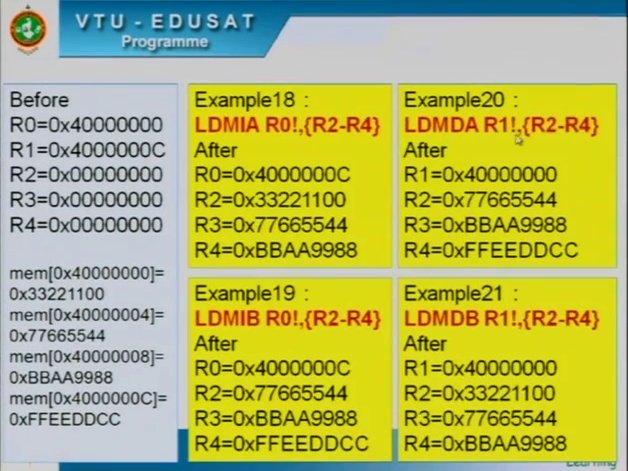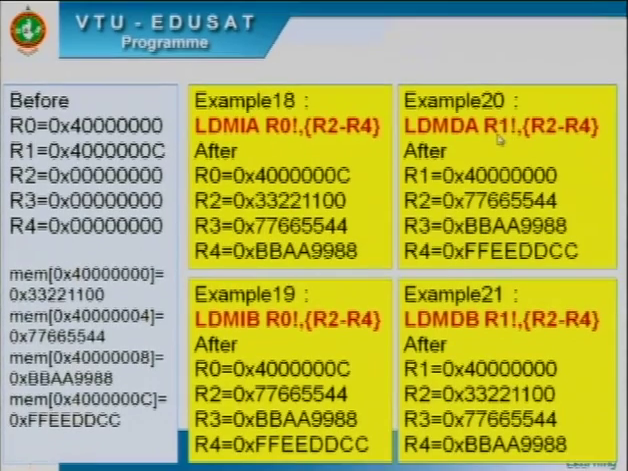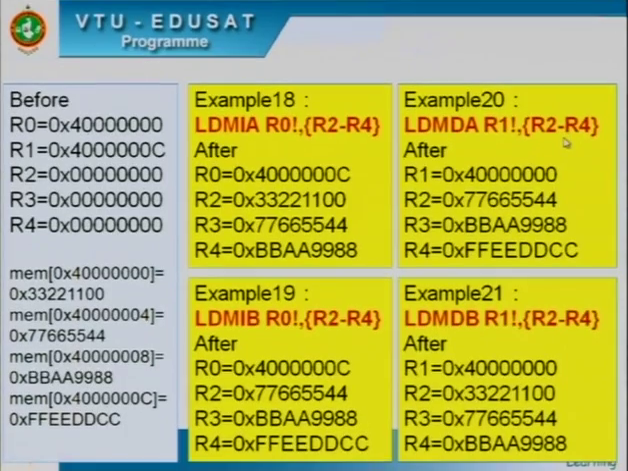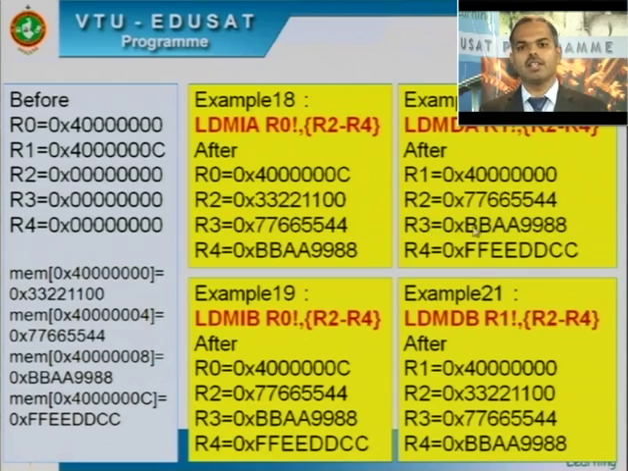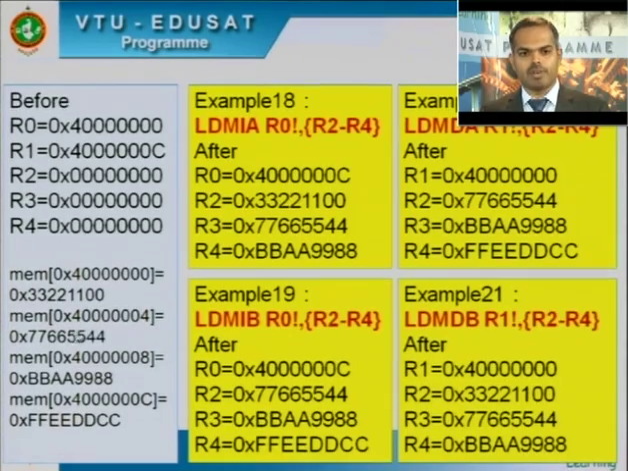LDMDA R1!, {R2-R4}. The R1 value is 4 followed by 6 zeros and C. That value will get copied to R4. It decrements, then it becomes 4 followed by 6 zeros and 8. That value, BBAA9988, gets copied to R3. And again it decrements by one more step. That becomes 4 followed by 6 zeros and 4, and the value 77665544 gets copied to R2.